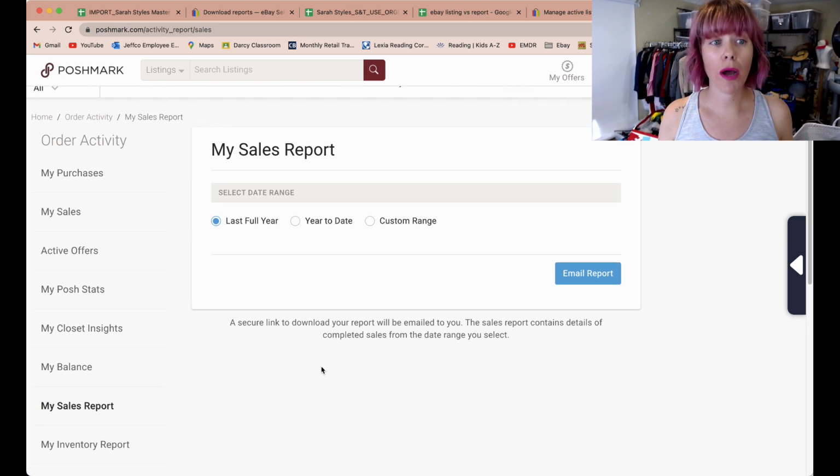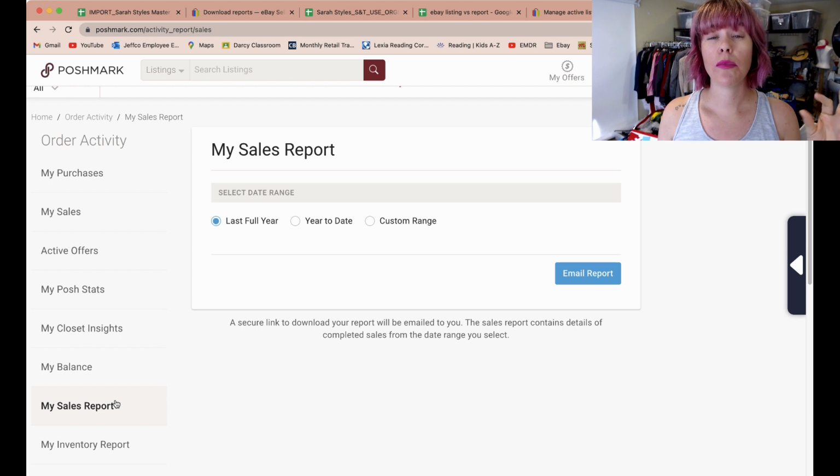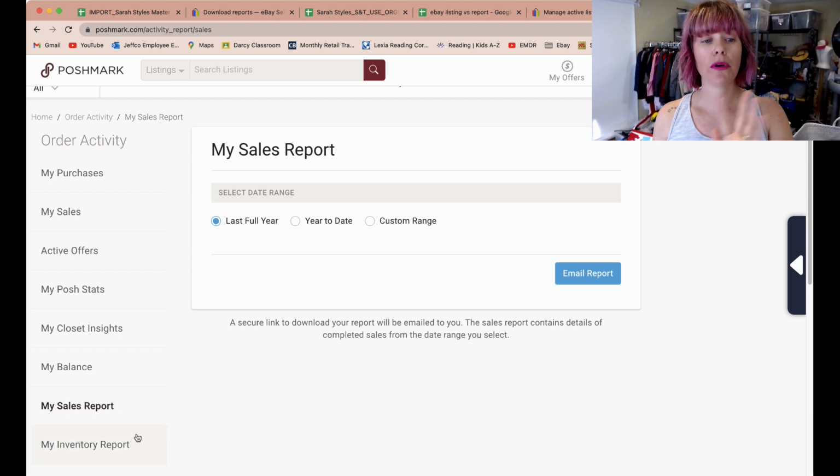So I did the same thing on Poshmark as well. If you just come up here on your little icon, you can go to order activity, you can pull a sales report, and then you can pull an inventory report. Everything on your inventory report is everything you have listed on Poshmark, and then everything that you have sold on eBay. Everything that you have sold on Poshmark.